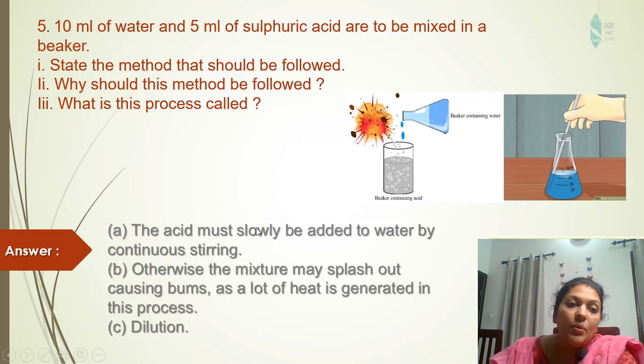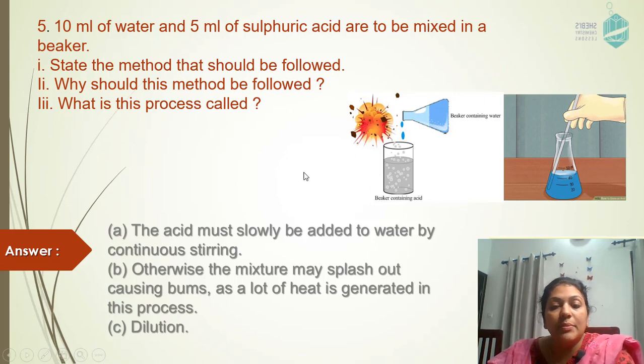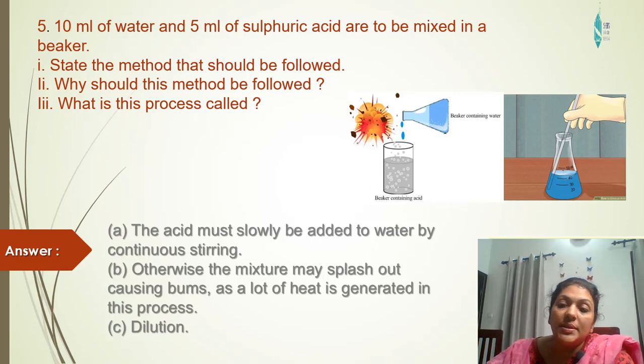Okay. Now, why should this method be followed? Because it's a highly exothermic process. That is why there's a chance of splashing out of the mixture. And what is the name of this process? It is called dilution. Okay.